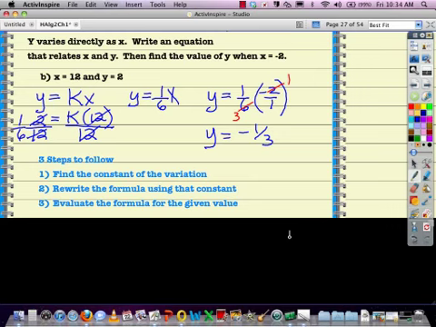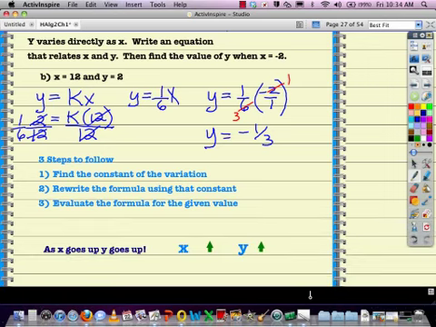Step 3, evaluate the formula for the given value. Whatever follow-up questions they ask, that's what you would be plugging in and solving to get your final answer. Now, as you notice some of these x and y combinations, you should be noticing that in every single one of these direct variation equations, if you look at all the x and y's you put in for a specific equation, as x goes up, y is also going up. This is a characteristic that's particularly important for direct variation equations.